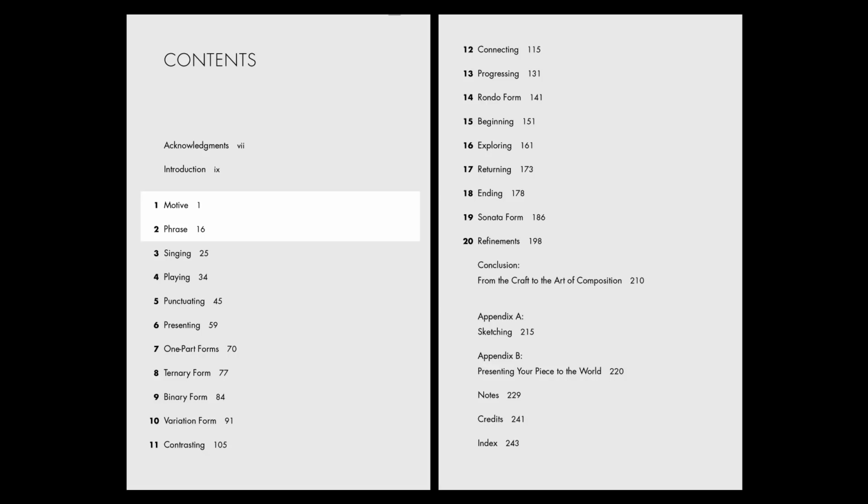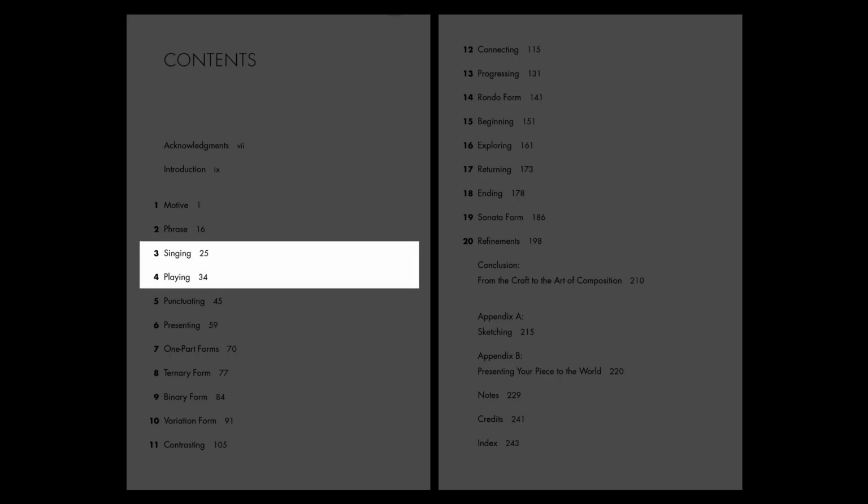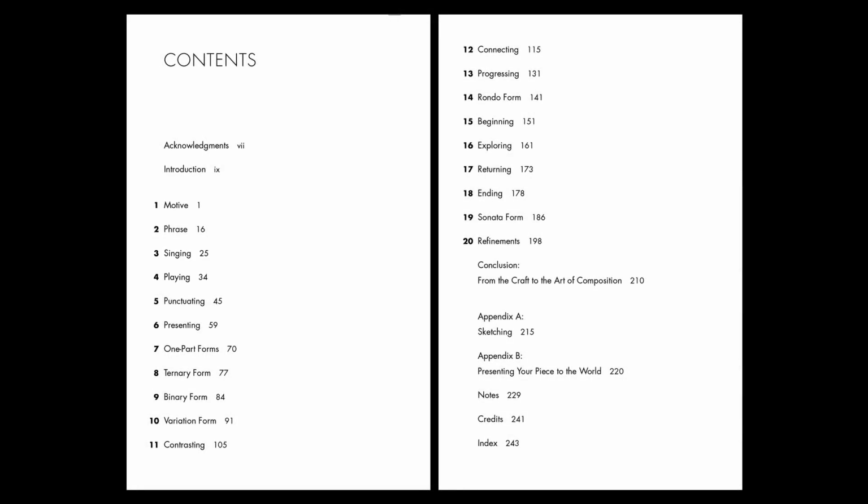If we look at the table of contents, you can see how the book is structured. There are 2 introductory chapters on motives and phrases, respectively, since these notions are basic to so many kinds of music. Then there are 2 more chapters, singing and playing, on the particularities of music for voices and music for instruments, respectively. After that, the book moves between chapters about basic formal principles and chapters presenting the well-known classical musical forms. All chapters contain exercises and examples.